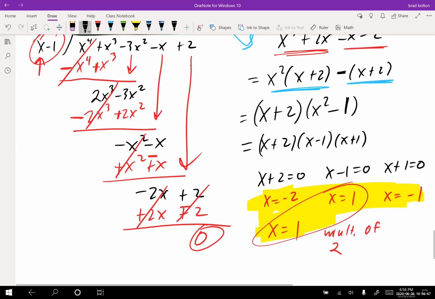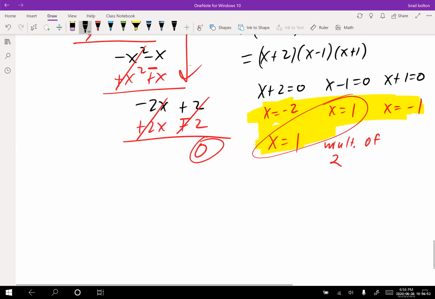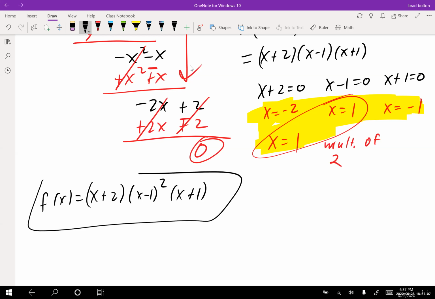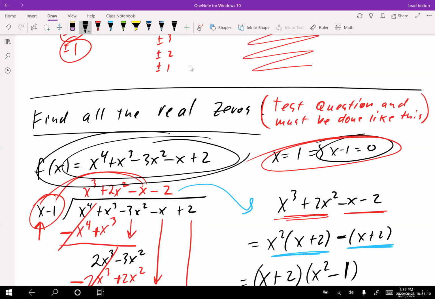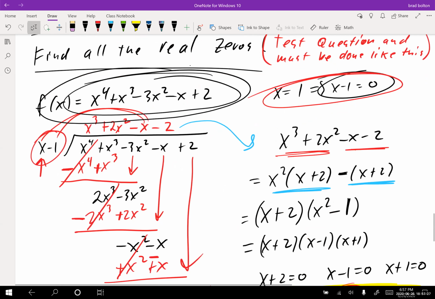Also, I now know how to factor. So this is my f of x, right? Well, I have all the factors of it now. I can now say that f of x can be factored as x plus 2, x minus 1 squared, and x plus 1, right? This is the factored form of this, okay? So we actually factored something that we don't know how to factor, okay? There's no factor formula for that. Well, there is, but not in this class. So we now have a factor of a 4th degree polynomial that had 5 terms, okay?